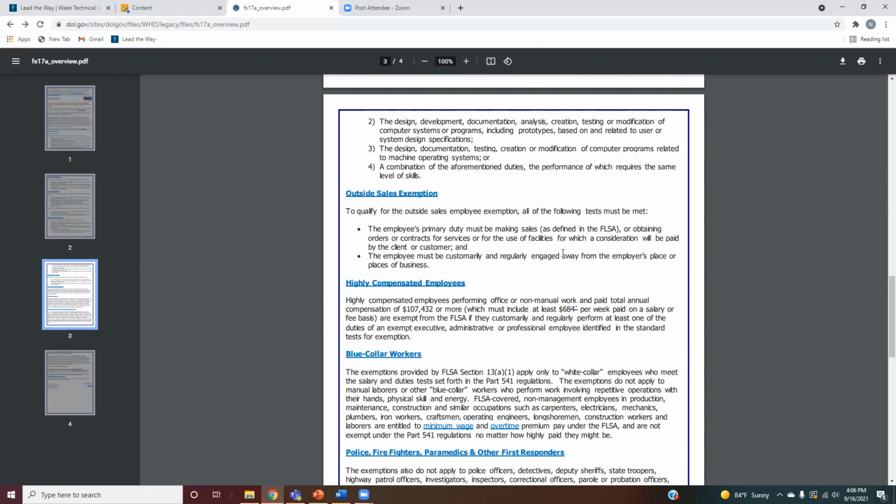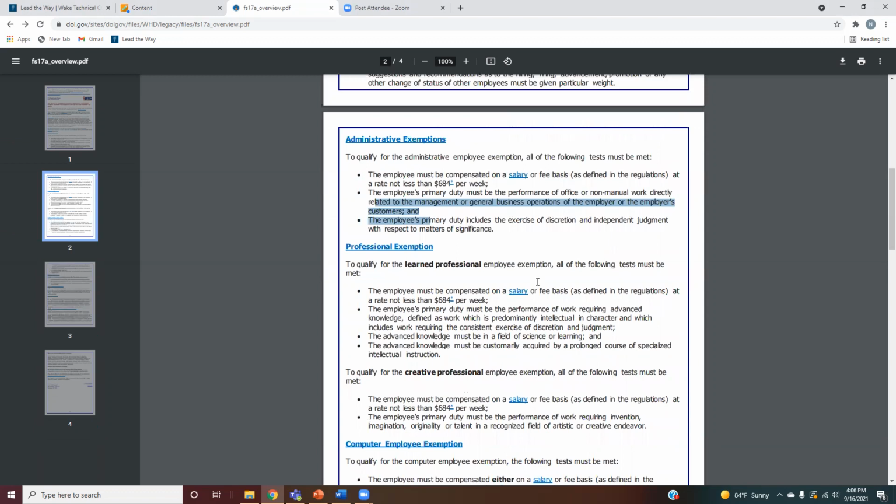I hope this was helpful in understanding exempt versus non-exempt. Again, just remember, everyone should be paid hourly unless they fall onto this list.